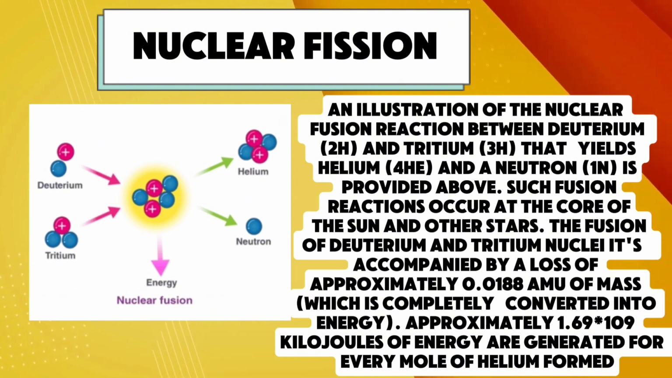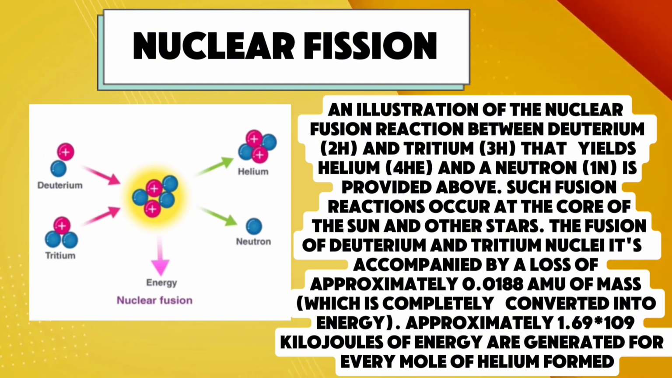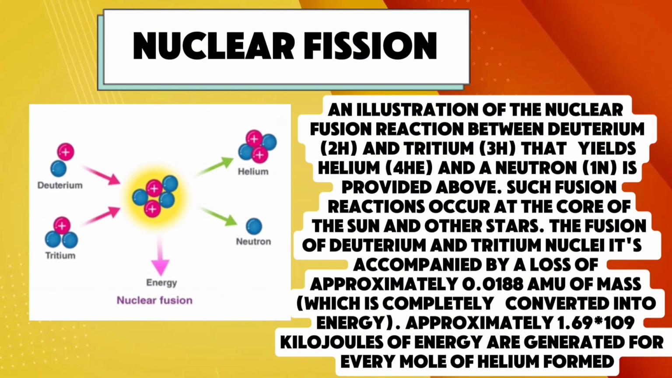Such fusion reactions occur at the core of the sun and other stars. The fusion of deuterium and tritium nuclei is accompanied by a loss of approximately 0.0188 μ of mass. Approximately 1.69 × 10^9 kilojoules of energy are generated for every mole of helium formed.